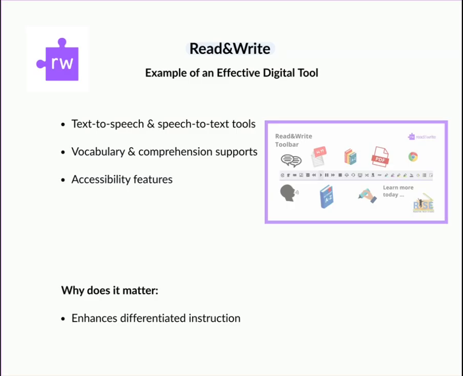Read and Write is another example of an effective digital tool. Text-to-speech and speech-to-text tools are possible. At the same time, vocabulary and comprehension supports and accessibility features can be found in this tool. Why does it matter? It enhances differentiated instruction.